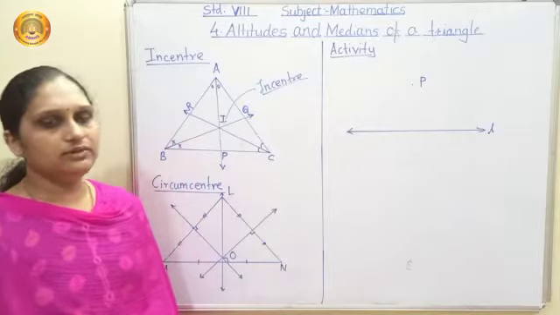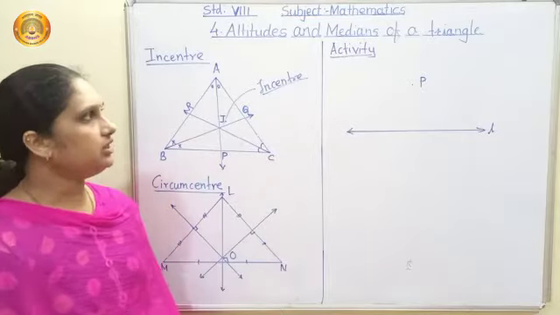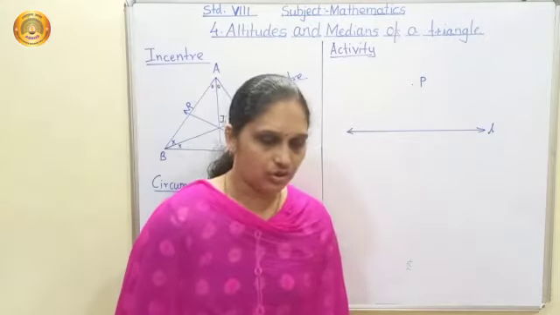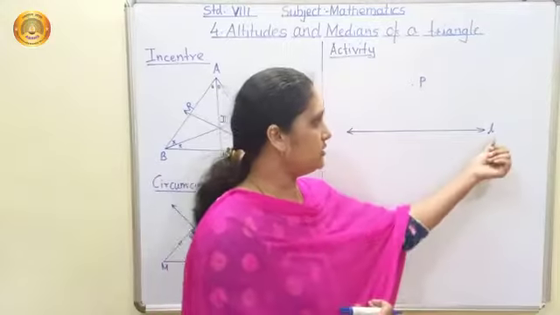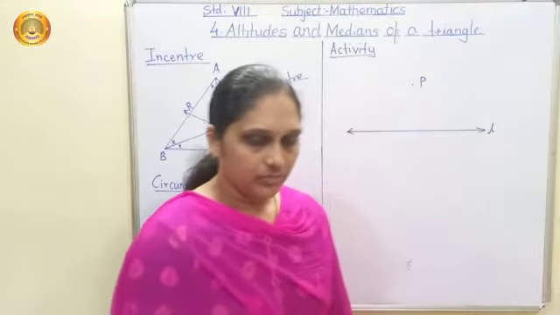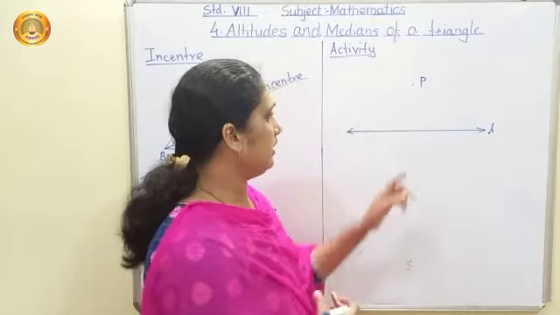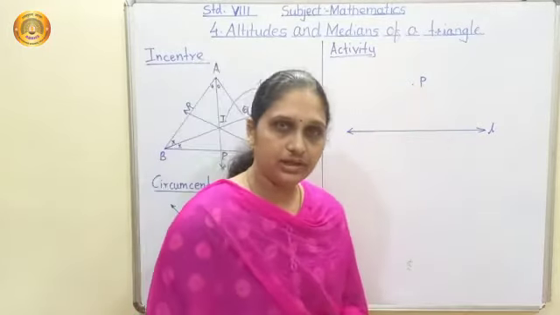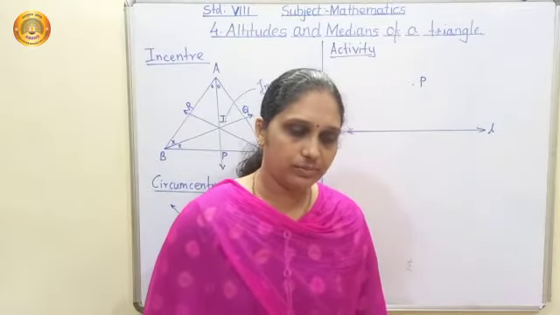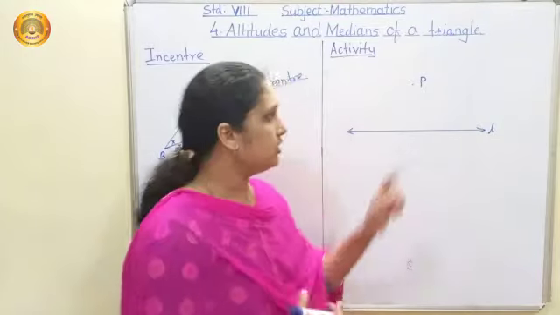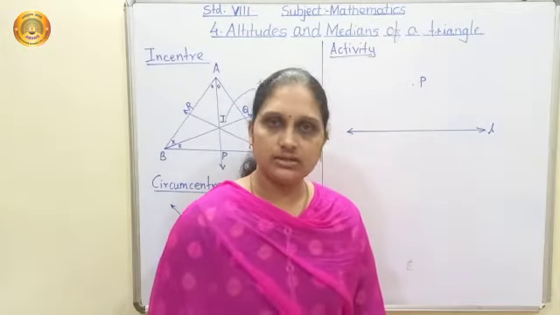Now let's see one activity which is given in your textbook. The activity is, see, we have to draw a line. So I have drawn one line. The name of the line is L, and they told further to take a point outside the line. So I have taken point P outside this line, and further they told to draw a perpendicular from the point to the line with the help of the set square.